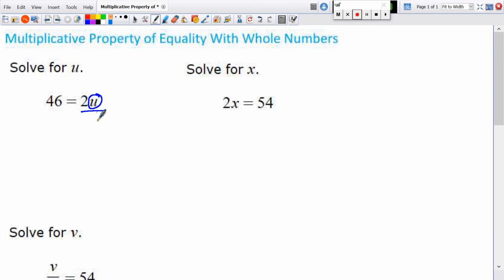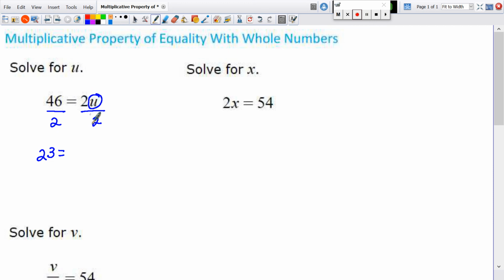When you divide in algebra, you make a fraction. I'm going to divide both sides by 2. If you do it to one side, you must do it to the other side in order to balance it out. So 46 divided by 2. 4 divided by 2 is 2. 6 divided by 2 is 3 equals.